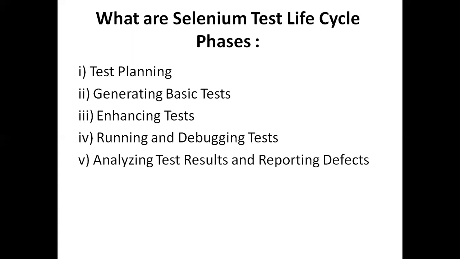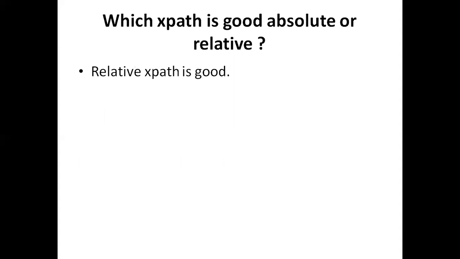Then analyzing test results and reporting defects. This is the last stage. You will analyze whether all the test results are as expected, and you will report the defects if there are any. Which XPath is good, absolute or relative? Relative XPath is good.